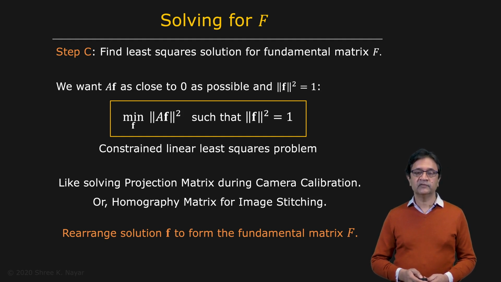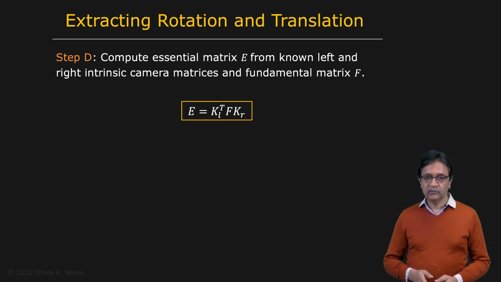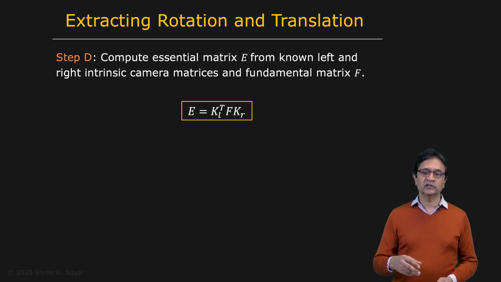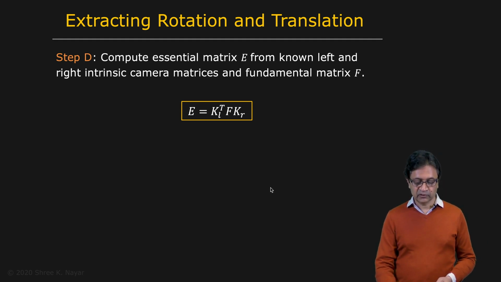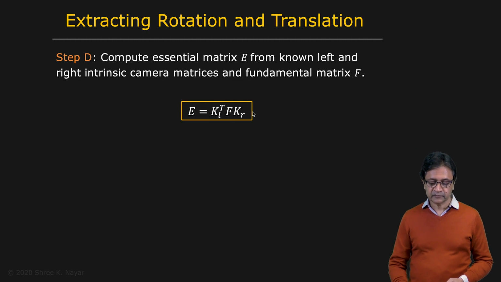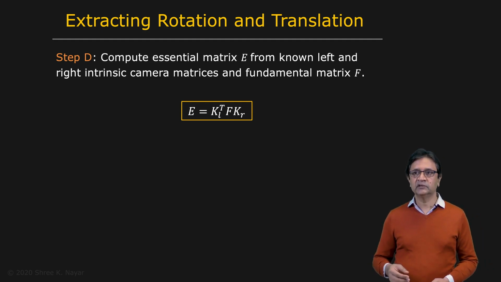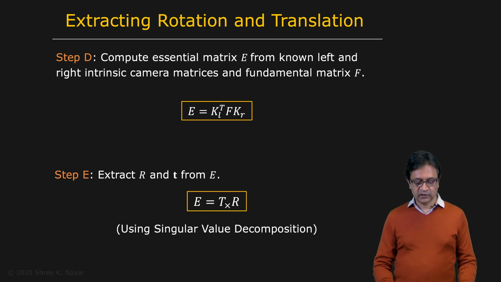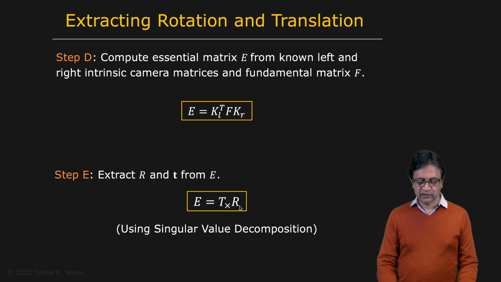So now we have the fundamental matrix, and we know how to compute the essential matrix from the fundamental matrix, because we know that E is equal to KL transpose F KR. And we know KL and KR. Once we have the essential matrix, we know how to decompose it using singular value decomposition into the translation matrix and the rotation matrix right here. Once we've done that, our uncalibrated stereo system is now fully calibrated.